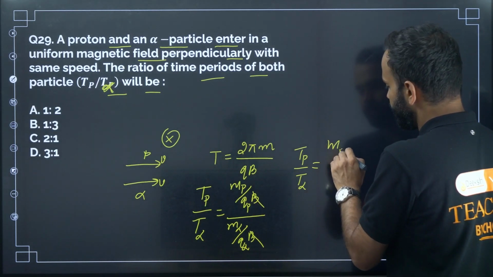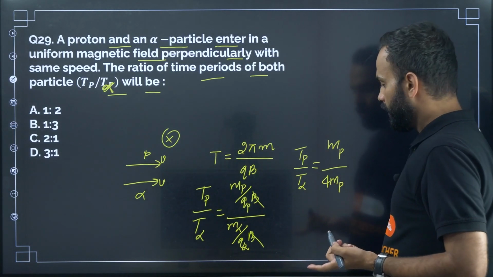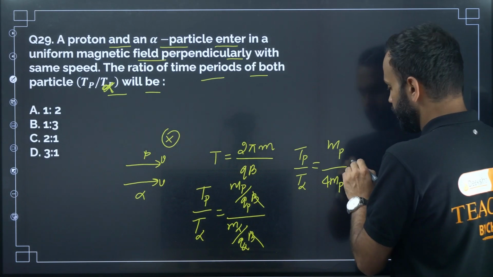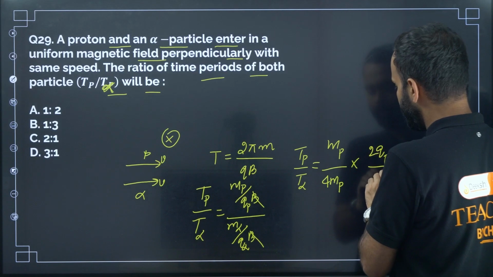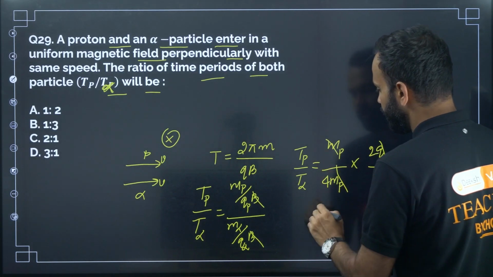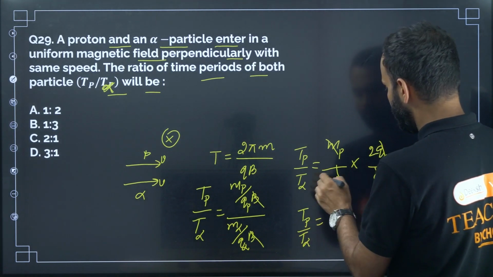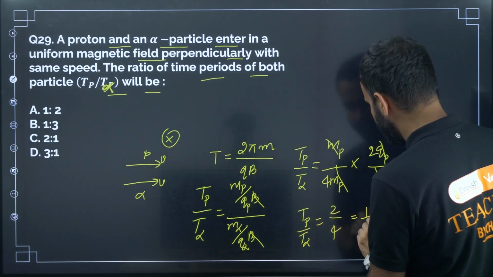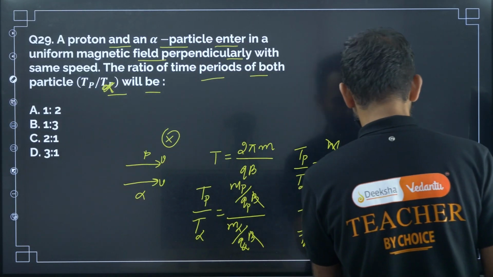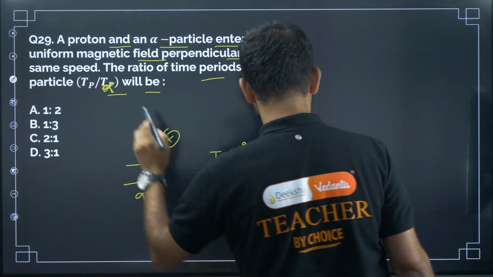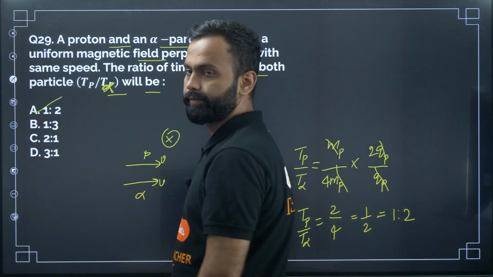Mp divided by M alpha: the mass of the alpha particle is 4 times the mass of the proton. Into, Q alpha is 2 times the charge of the proton divided by Qp. So Qp will get cancelled, Mp will get cancelled. Tp by T alpha is equal to 2 by 4, that is 1 by 2. Sorry, 1 is to 2. The correct option is A.